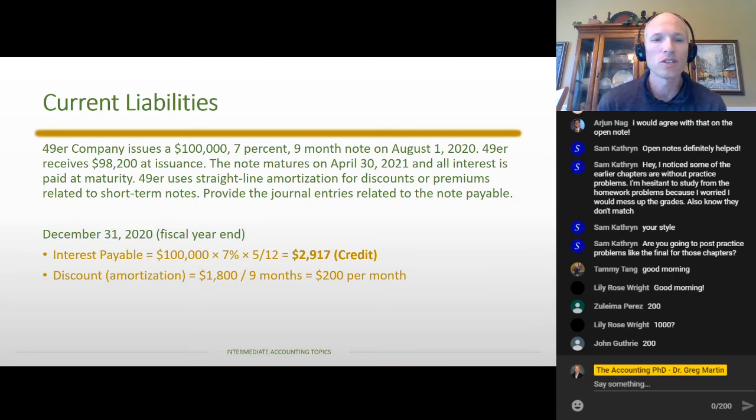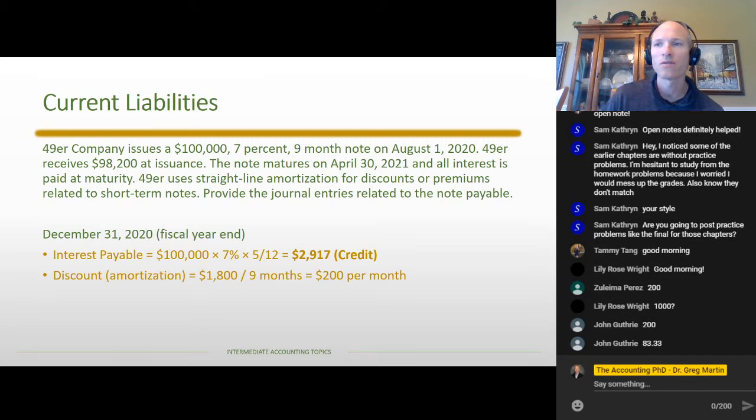So the discount amortization, you amortize over 9 months, but it's $200 what? Per month. So Zuli and John, I think you got the monthly amortization correct, but there's a piece of it that you're missing. So John said 83.33, and the answer is it's $200 per month, but it's 5 months. And so Lily got it right. It's $1,000, and the amortization is a credit.